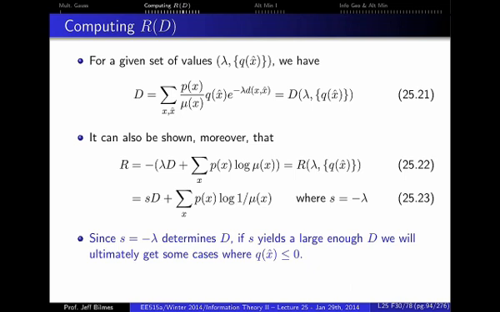And then what happens is that as the slope gets closer and closer to 0, we start getting points where q of x hat is negative, and then we just turn them off. At that point we turn that off completely. We set it to 0, and then solve it again.